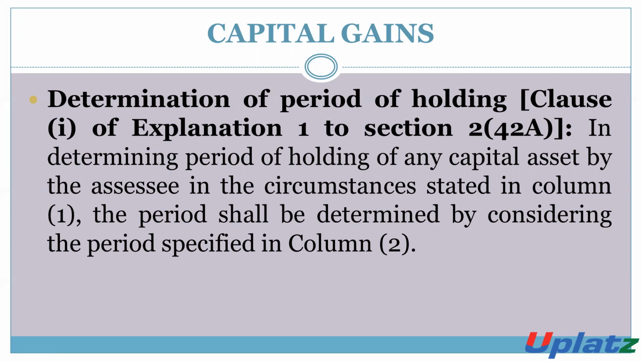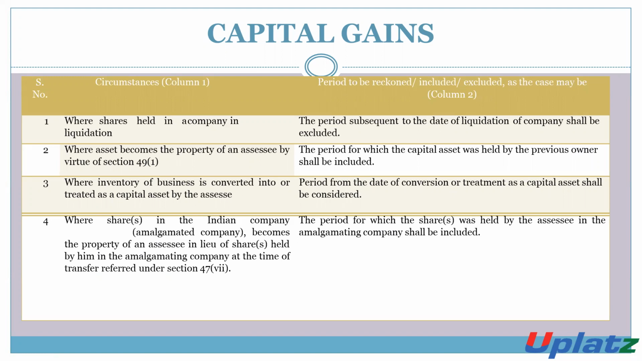So now we will start how to determine the period of holding. In determining the period of holding of any capital asset by the assessee in the circumstances stated in clause 1, clause 1 contains the different circumstances, and clause 2 determines which period will be considered, meaning from which period to which period will be counted as the period of holding. So now we will start our discussion on the determination of the period of holding. Clause 1 is the circumstances, and clause 2 is the period to be reckoned, the period to be included, and the period to be excluded, as the case may be.